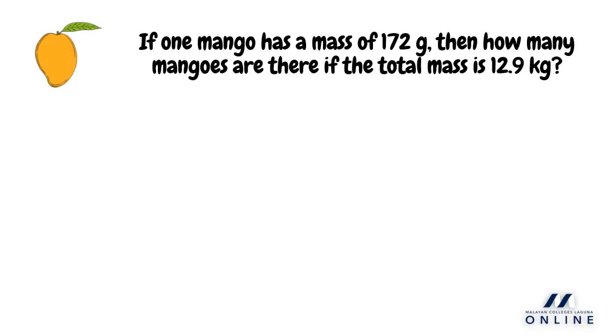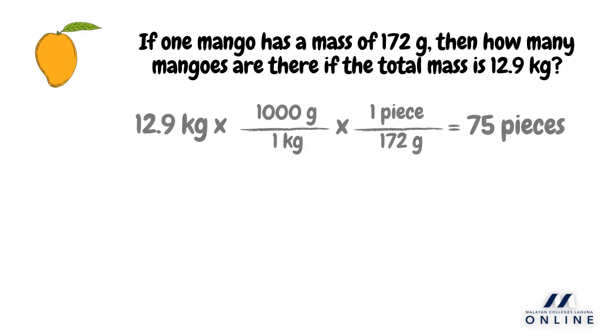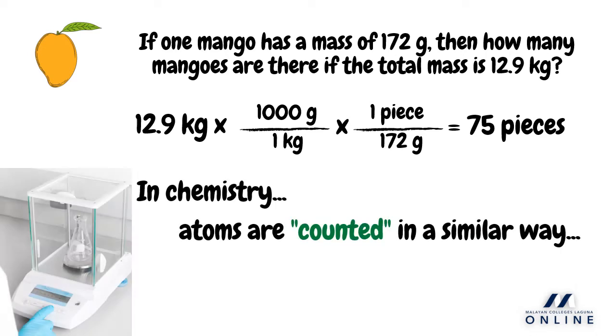Another example is when we know the mass of one mango and we know the total mass of many mangoes. Then from these masses we can determine how many mangoes there are. Example, if one mango has a mass of 172 grams, then how many mangoes are there if the total mass is 12.9 kilograms? What we can do is to divide the masses to get the answer, which is 75 pieces. Just like the atoms, we should be able to weigh it in the laboratory scale, so we could be able to count these atoms.